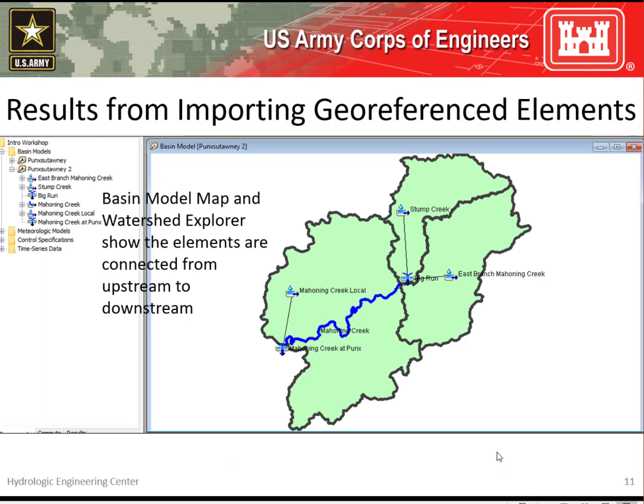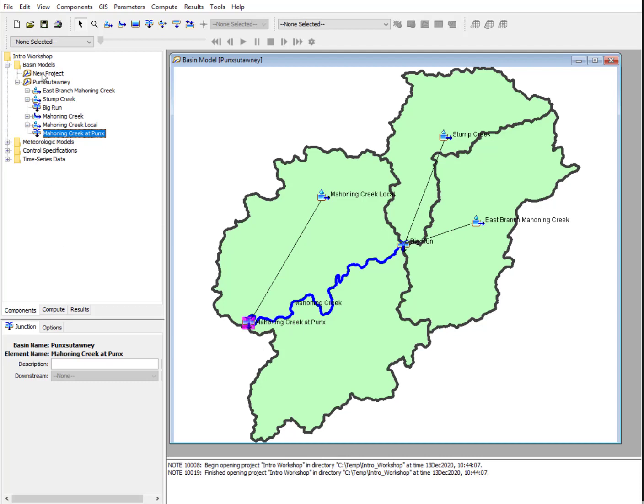And then this would be the final product of that. You'd have all of those elements in your basin model, linked together using these very simple linkage lines here. Then you could verify that the elements are connected correctly by resorting them in the Watershed Explorer and just clicking from upstream to downstream to make sure that they're connected in the correct order. All right, so I'll walk through this example as well.